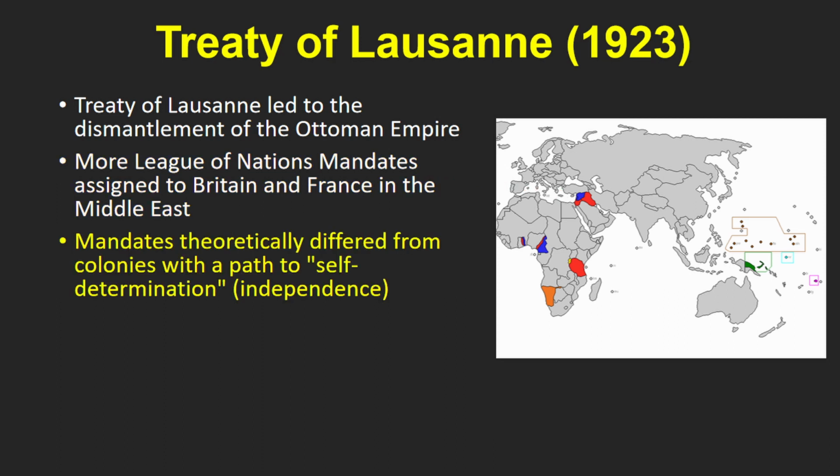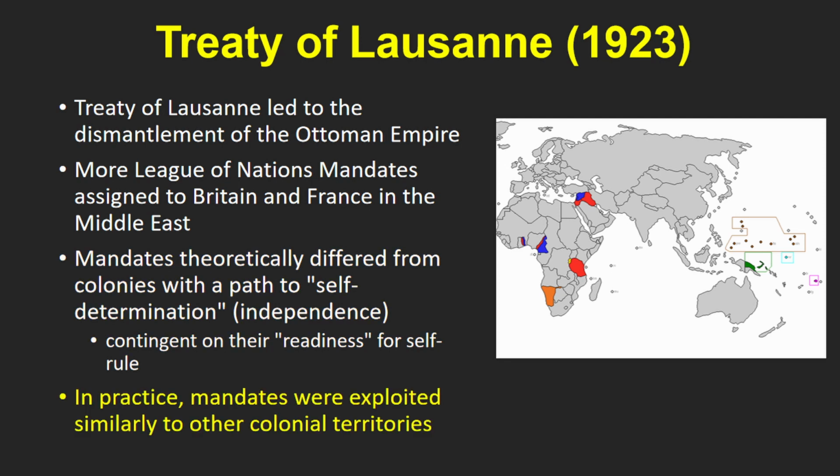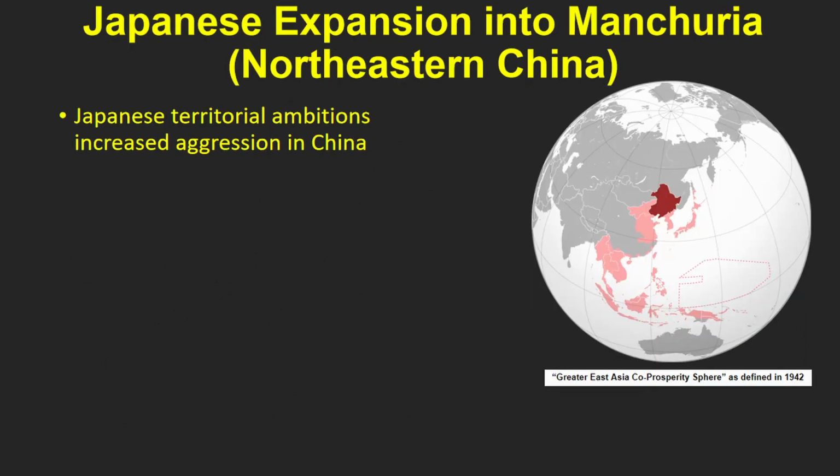Officially, these mandates were supposed to be different than colonies, and were on a path towards self-determination whenever they were deemed ready to rule themselves. In practice, however, these new territories were exploited just like other colonies. Now, conquests. First, the Japanese, whose territorial ambitions led them to be ever more aggressive, specifically in China.